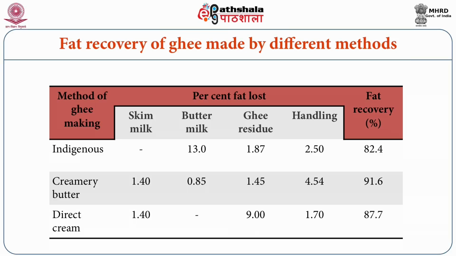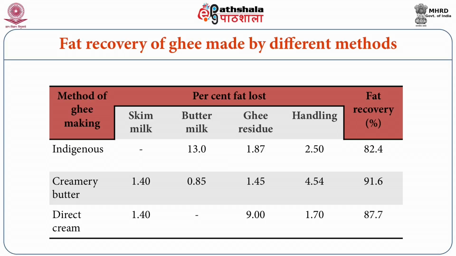The indigenous method gives a fat recovery of only 82%. That means around 18% fat loss in the first category. In creamery butter, we are getting around 92% fat recovery. That means we are losing only 8% out of 100. So we are getting the maximum fat recovery here, followed by the direct cream heating method of ghee, wherein you are getting around 88% fat recovery, which means you are losing around 12. So compared to creamery butter, in direct cream as well as the indigenous method of ghee making, you have more fat losses.